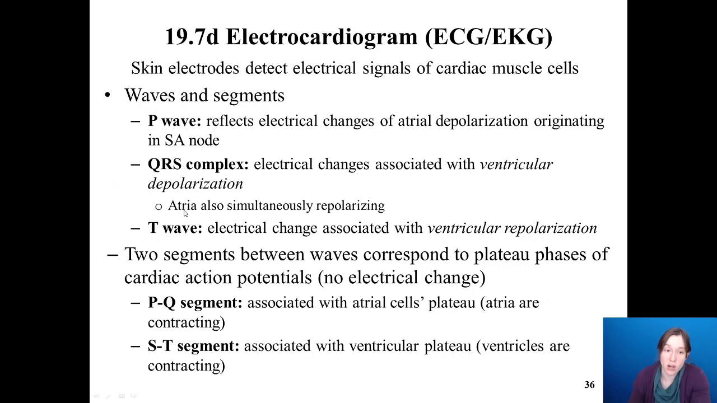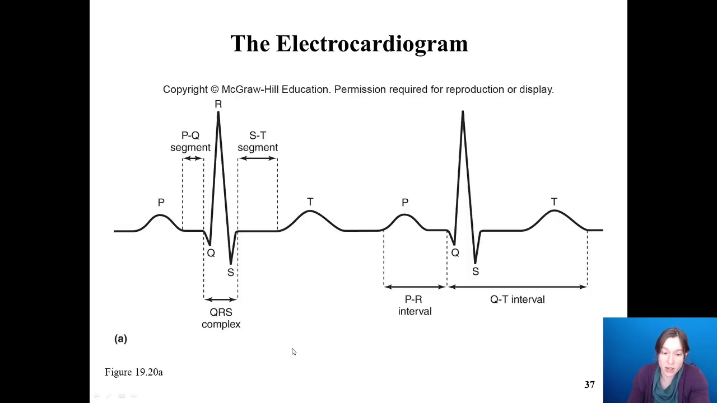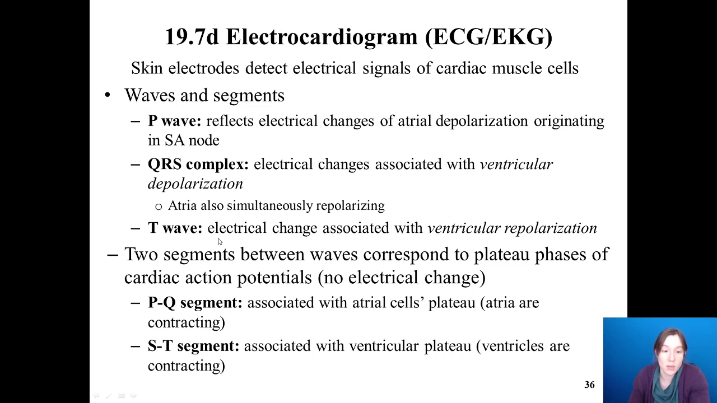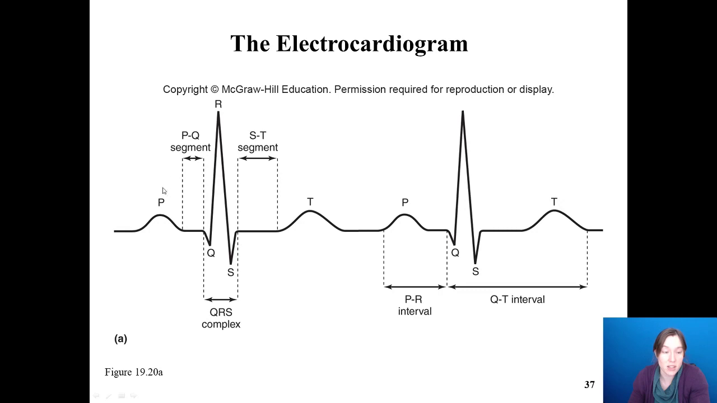During this time, the atria are repolarizing, but we don't see any waves for that because it's blocked by the QRS complex. The ST segment is when the ventricles are contracting. So it's going to be right here, the ST segment. And then finally we have the T wave. And the T wave is going to be the electrical change that happens when the ventricles repolarize. So we can see P is when the atria depolarize, QRS is when the ventricles depolarize, and then the T wave is the ventricles repolarizing.